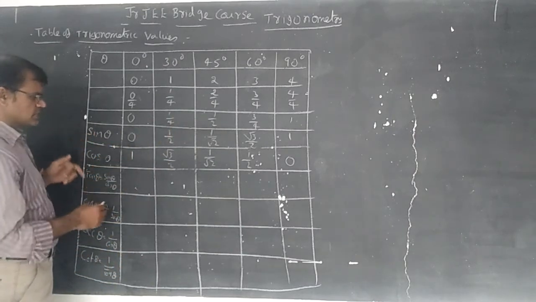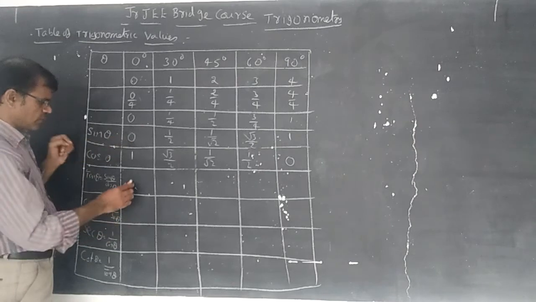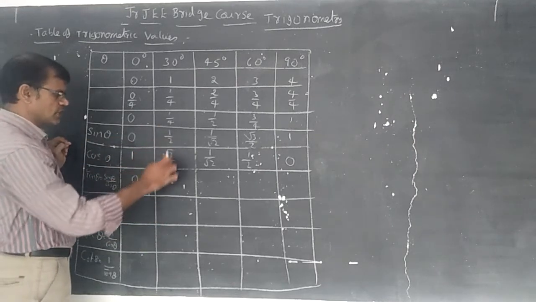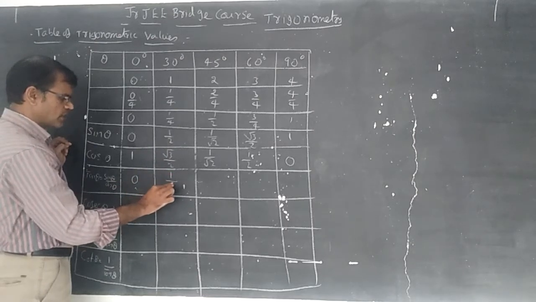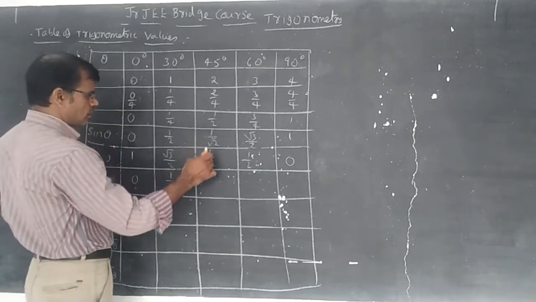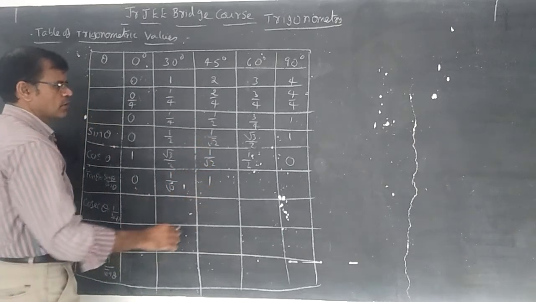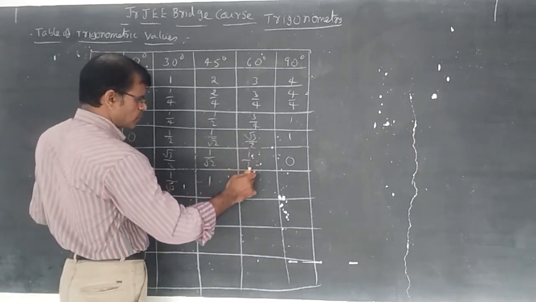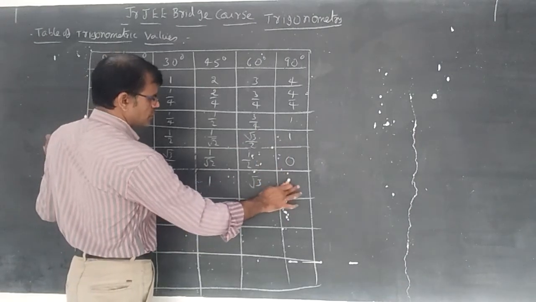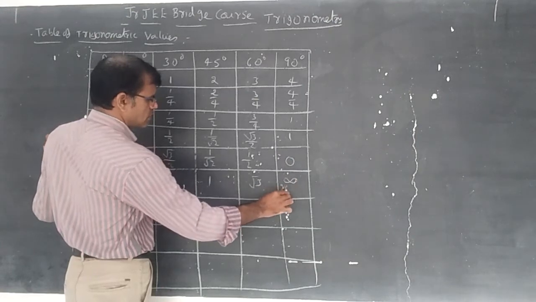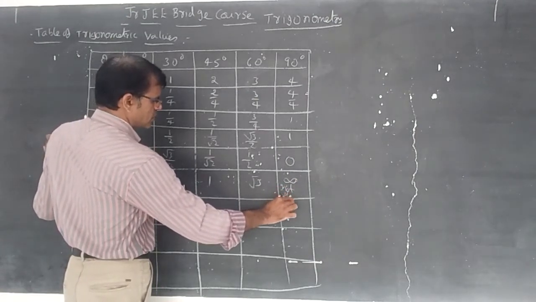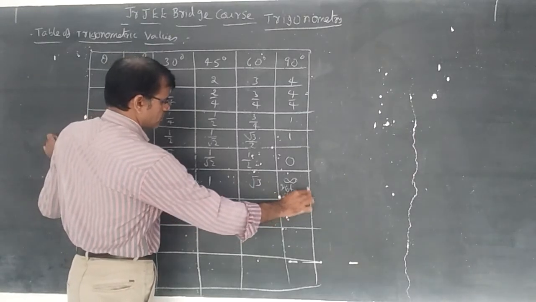Next, tan theta means sin theta by cos theta. 0 by 1 becomes 0. 1 by 2 divided by root 3 by 2, the 2s get cancelled, and you get the value 1 by root 3. Tan 30 is 1 by root 3. Here 1 by root 2 divided by 1 by root 2 becomes 1. Here root 3 by 2 divided by 1 by 2, the 2s get cancelled, and the value is root 3. 1 by 0 is infinite, that means not defined. We cannot define the value.